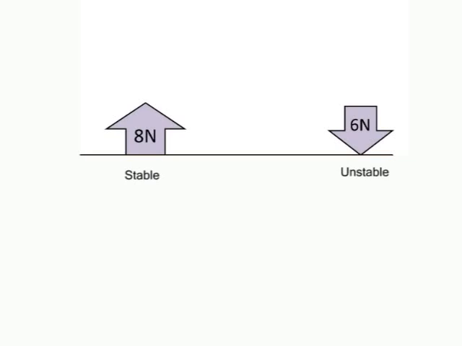Secondly, the position of the center of gravity. A body is more stable when its center of gravity is as low as possible. This can be achieved by making the base heavier. Bodies with high centers of gravity are less stable.